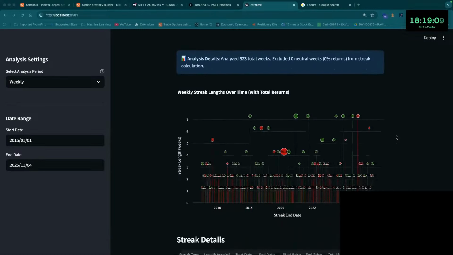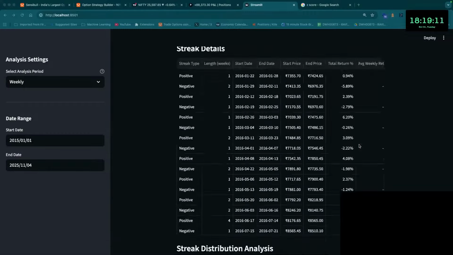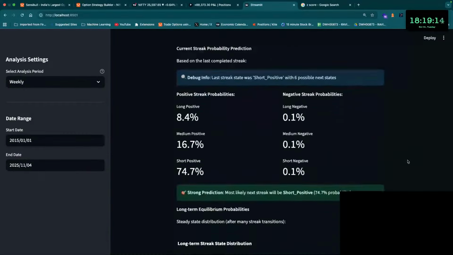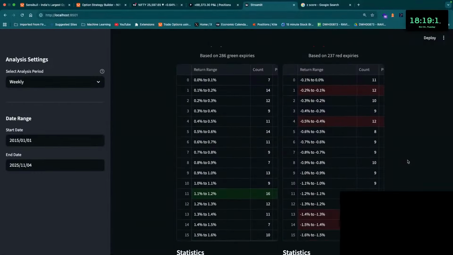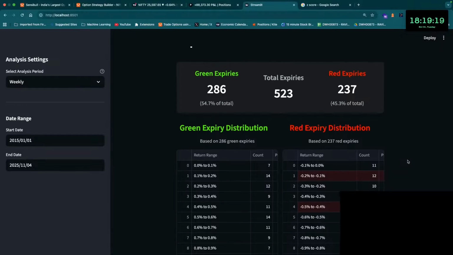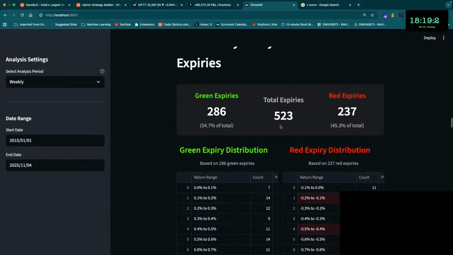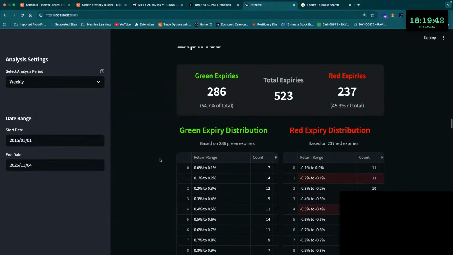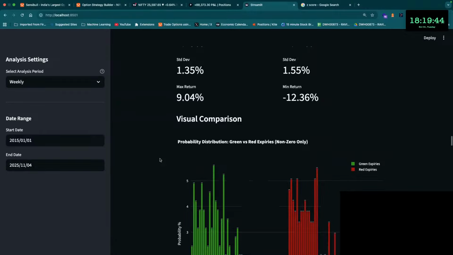Okay, so let's go. Yeah, that is not the story. The story lies somewhere else. I did a lot of calculations here, but if you're very curious, this gives a good distribution. From June 2015, we had 523 expiries. Out of these 523 expiries, we had red expiries of about 237, and green expiries of about 286. So statistically, you'll be able to make some sense out of it.